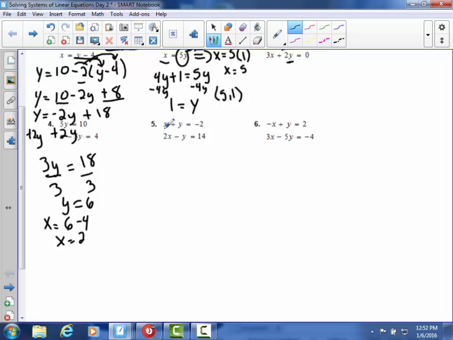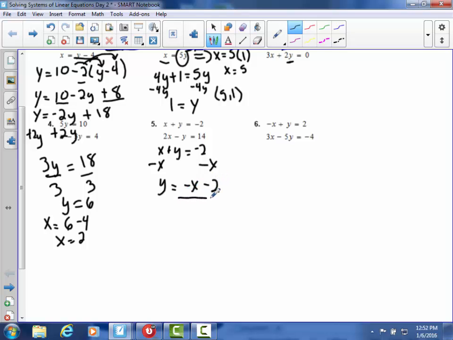So what I look for to decide on the variable is a coefficient of 1, which I have for both x and y here. This one has a coefficient of negative 1, so that's a little more complicated. I could do it, but positive ones are a little easier to work with. So just because I can, I'm going to solve this equation for y. So I'm going to subtract the x from both sides, and I get y equals negative x minus 2.